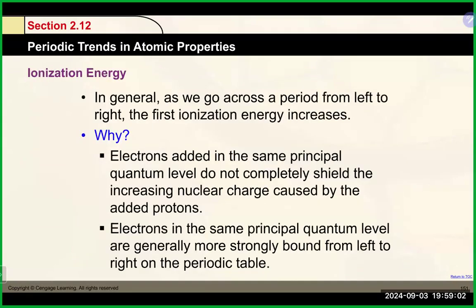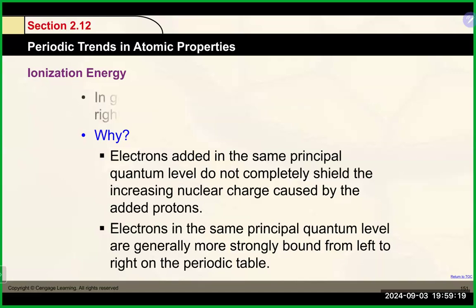So in general, as we go across the period, the ionization energy increases, and that's because, again, electrons are added to the same principal quantum number. They don't get shielded, and electrons in the same one are going to be stronger held as you go to the right.